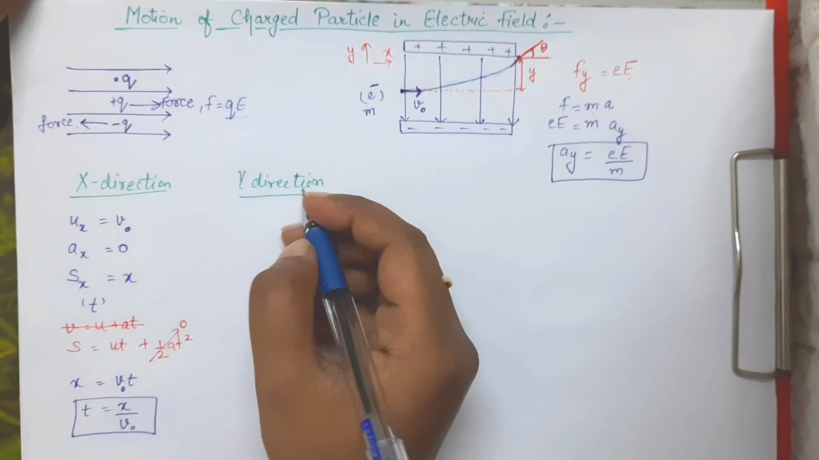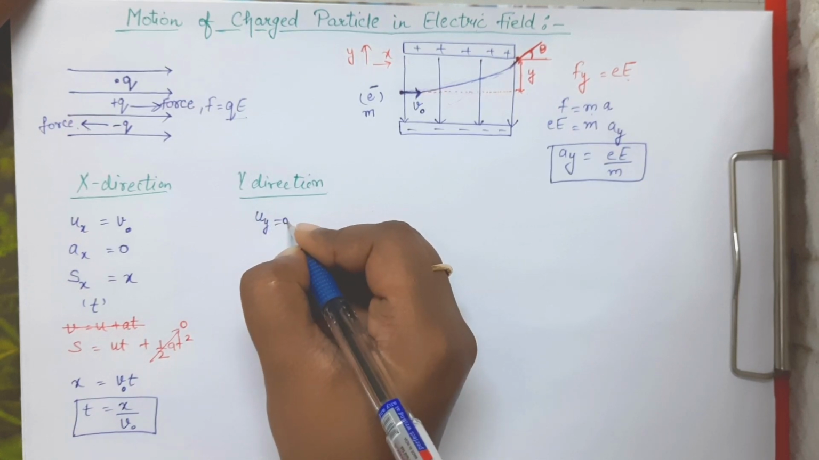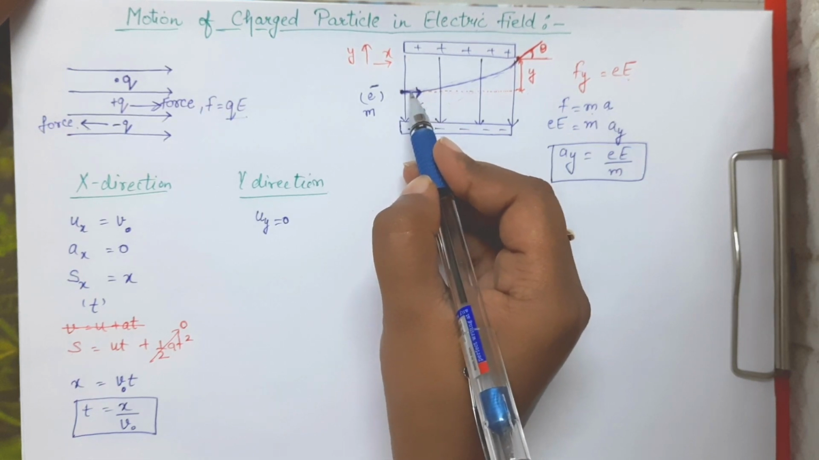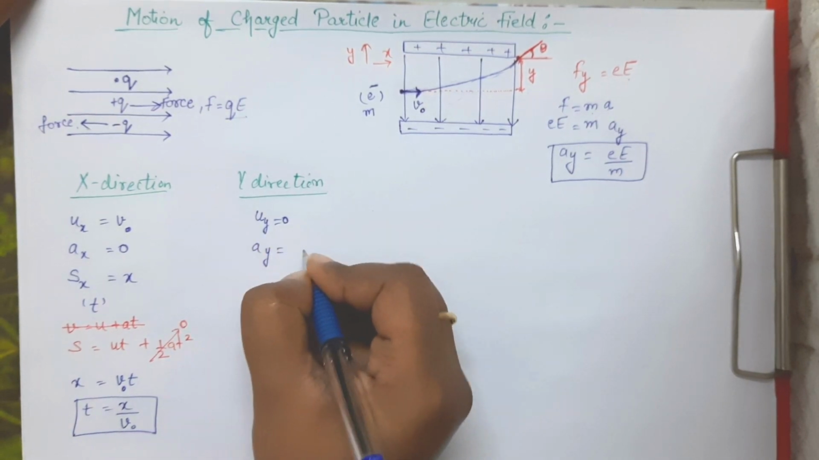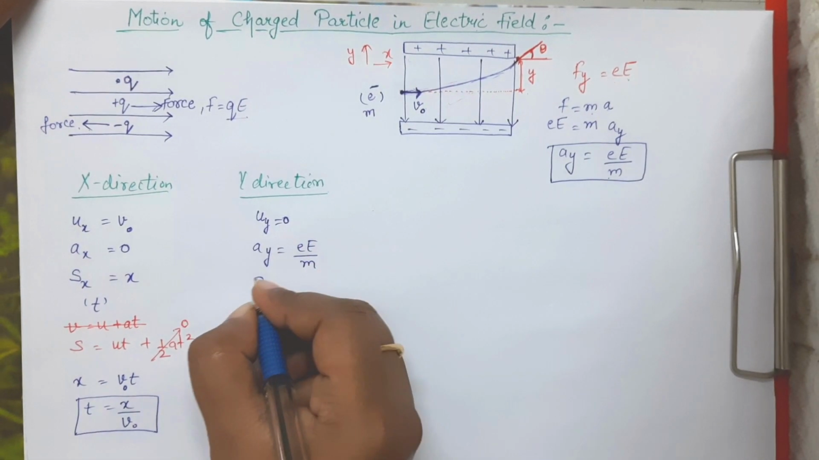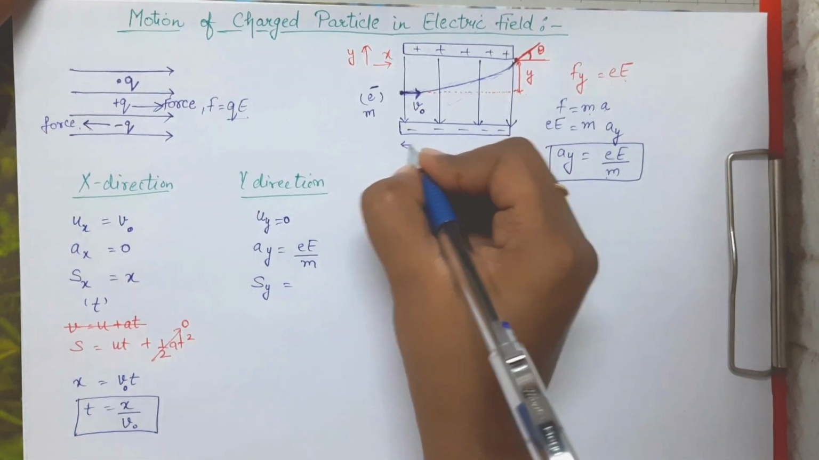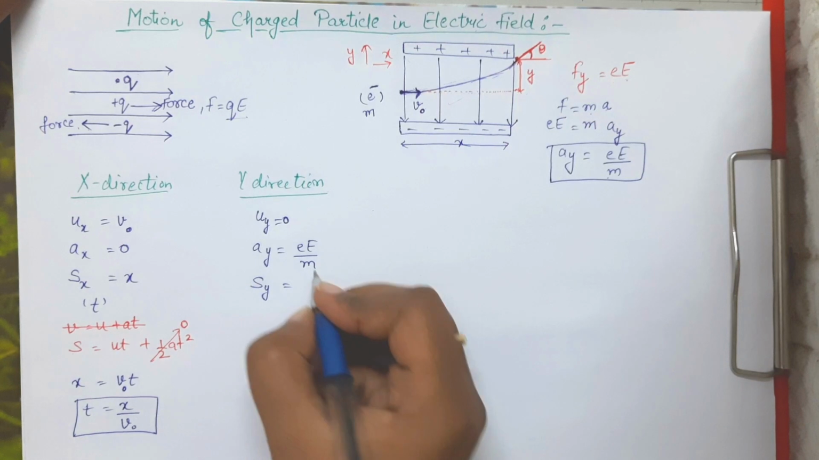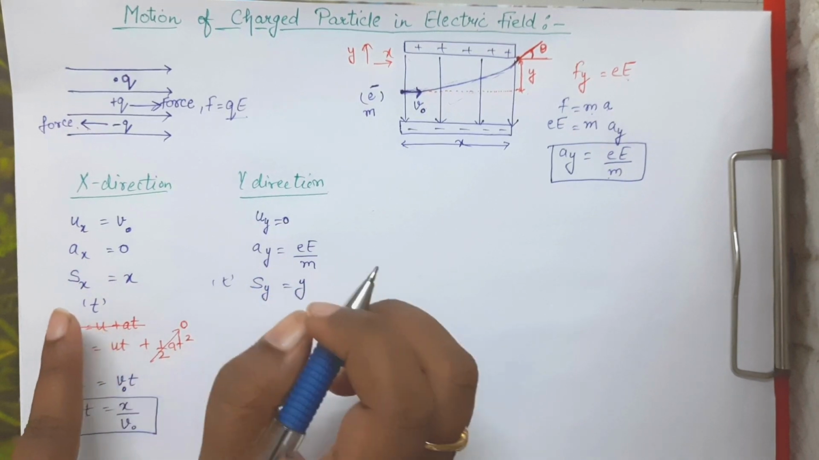Now if I talk about y direction, the initial velocity in y direction, if you see, was 0, right? It started with initial velocity v naught in x direction. There was no velocity along y direction, so uy is 0. ay is equal to e by m, right? That we have found here. Displacement along y direction, suppose this is y, okay? This much distance I have taken x. Displacement along y direction is y. Time will be same for both, right? Time will be t for both.